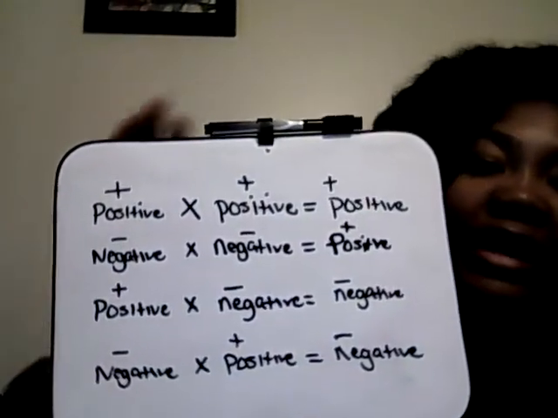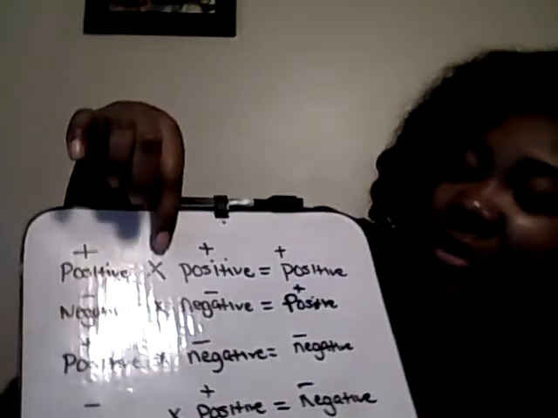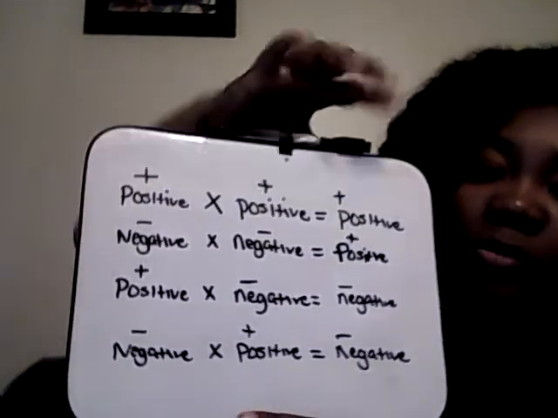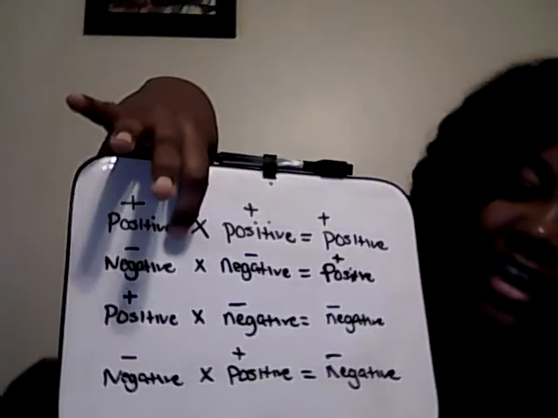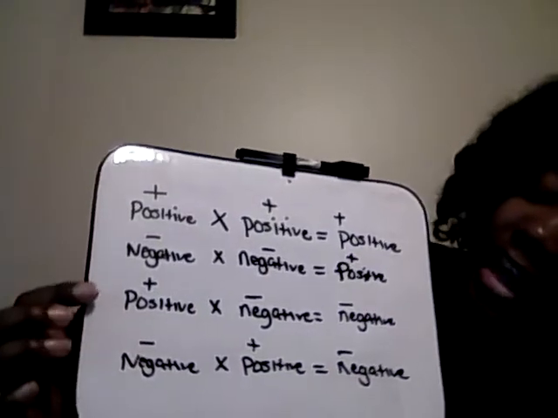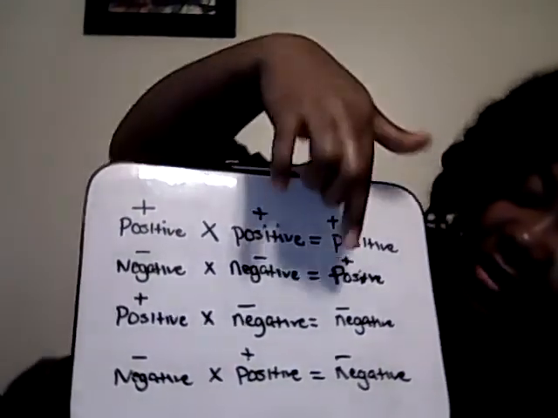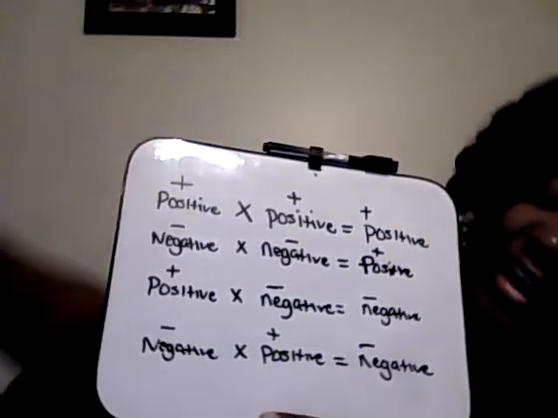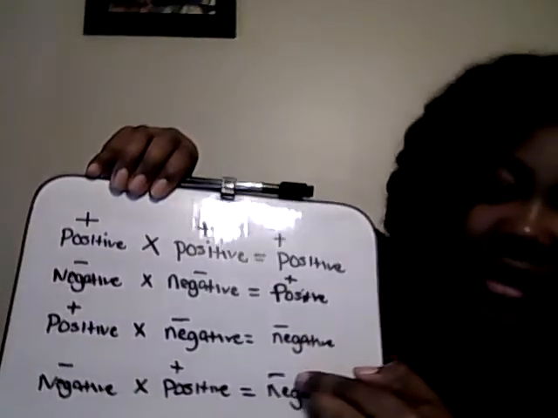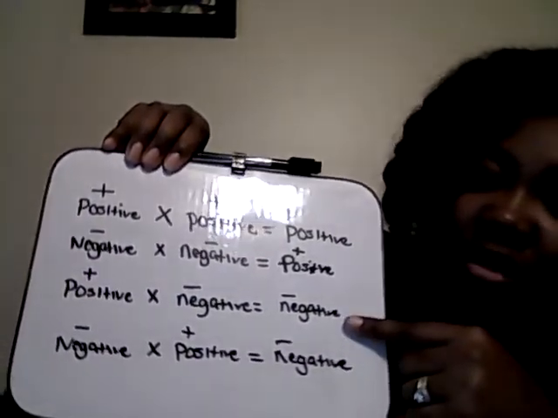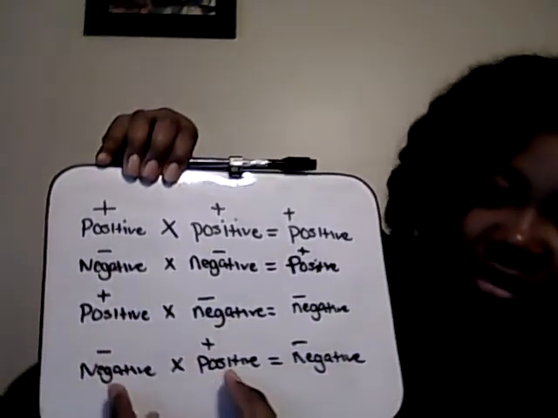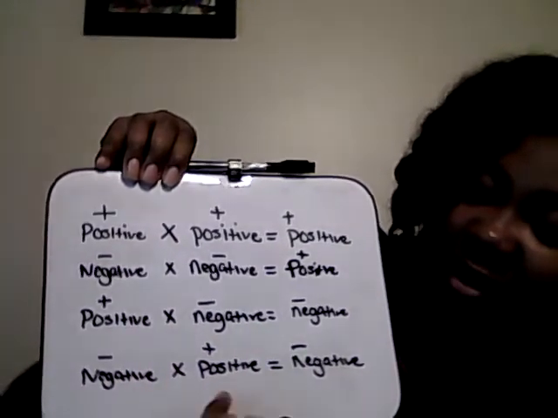So when multiplying, a positive times a positive is always going to be a positive. Okay? And then a negative times a negative will always be positive. Okay? And then a positive times a negative is negative. And then a negative times a positive is negative as well. So these two right here, the bottom two, are the same thing, the only difference is they're switched. Positive, negative, negative, positive. It's switched.